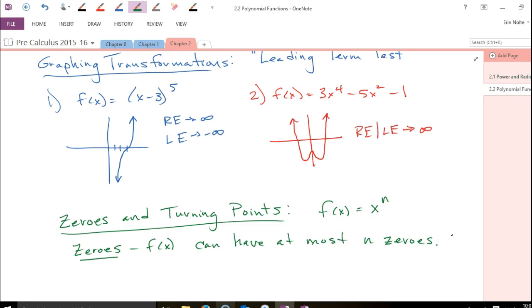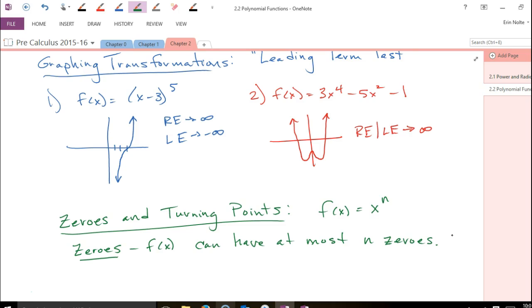Okay, but what about a parabola or an even function? Let's say we're talking about an x to the 6th. How many zeros could it potentially have? So it could have 6, it could have 5, it could have 4, it could have 3, it could have 2, it could have 1, it could have 0.